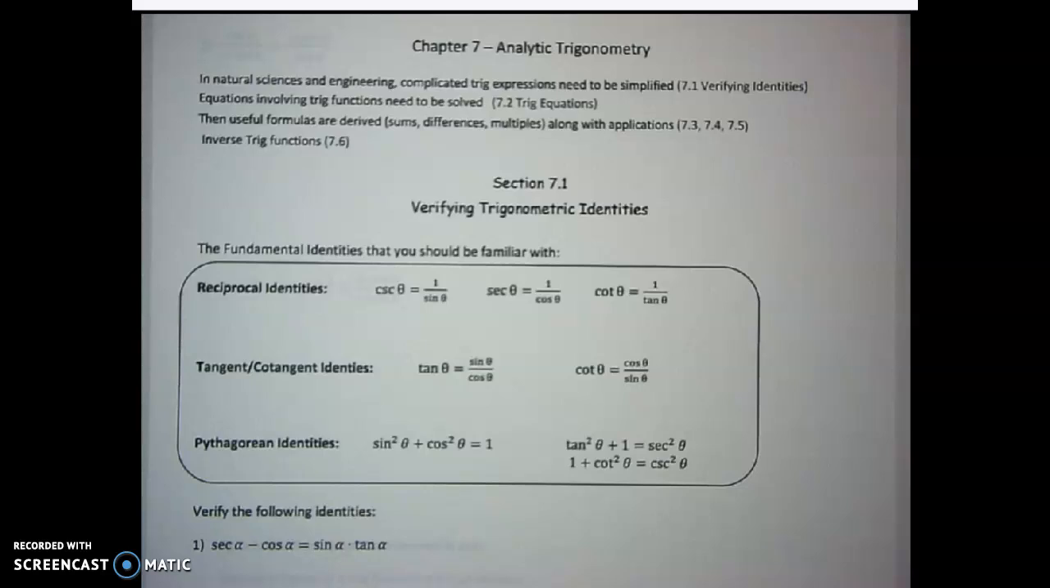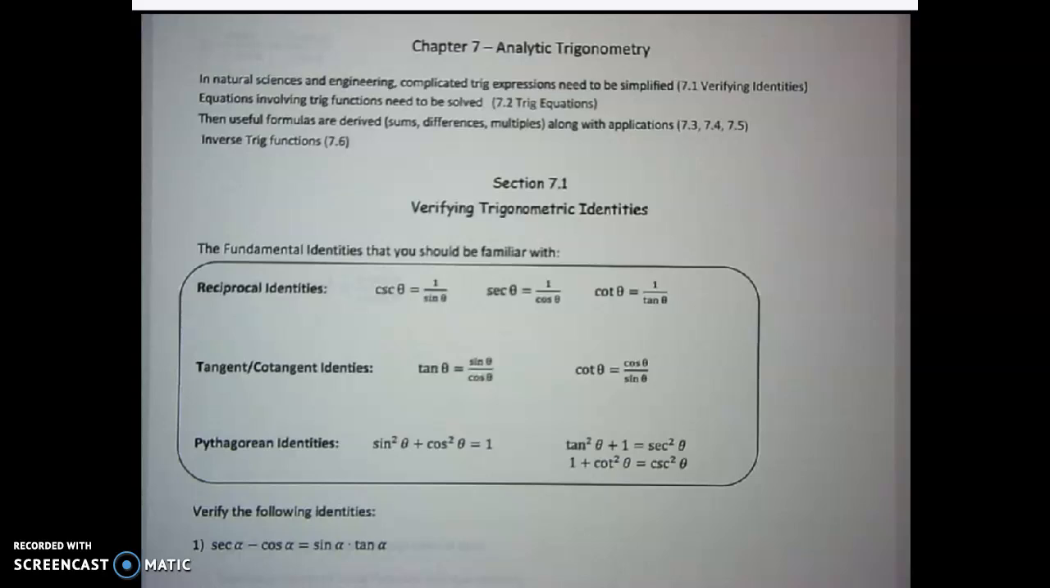So section 7.1, we're verifying trigonometric identities. We're going to be doing this throughout the chapter, but to begin with, you need to be familiar with these basic fundamental identities. These are some identities that you probably should, or at some point will, have memorized. First of all, we have the reciprocal identities. Cosecant is the reciprocal of sine, or 1 over sine. Secant and cotangent are also reciprocals. Then the tangent and cotangent identities, sine over cosine and cosine over sine, and then the Pythagorean identities.